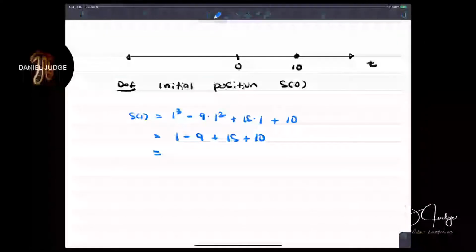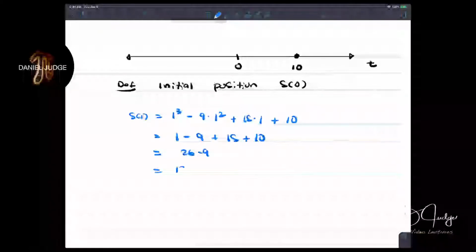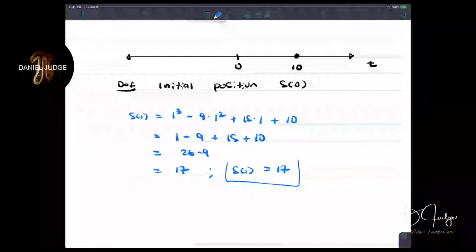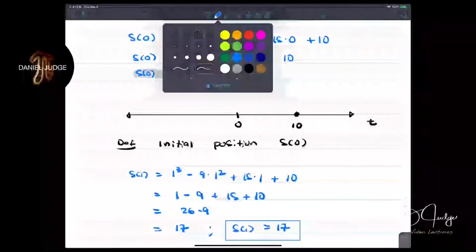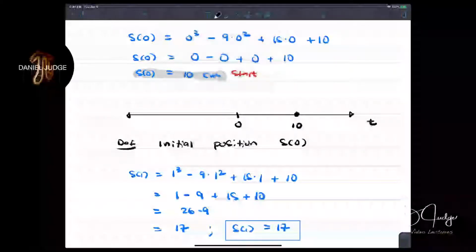And so it looks like 26 minus 9, we're going to get, right? 26 minus 9, and that's going to be 17. So my position at 1 second is actually 17. So in some ways, we can say, well, where is 17 on the real number line? Well, it's further to the right.